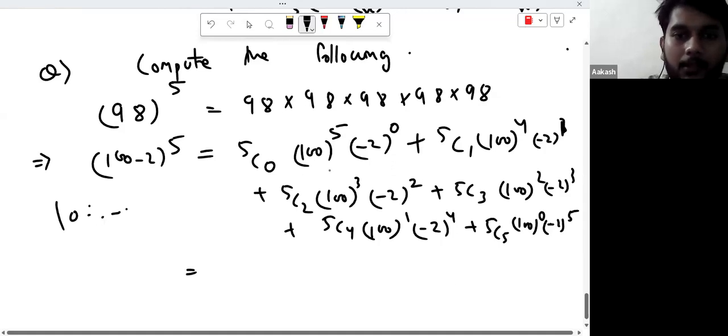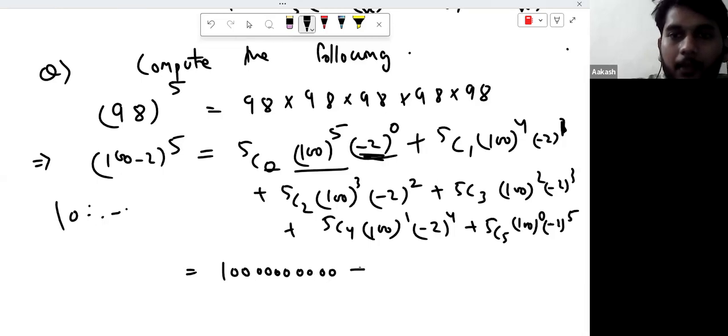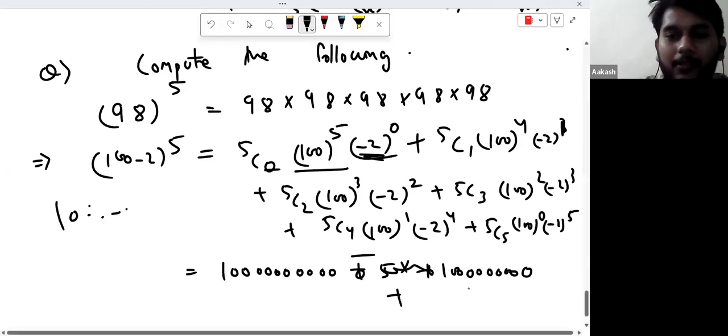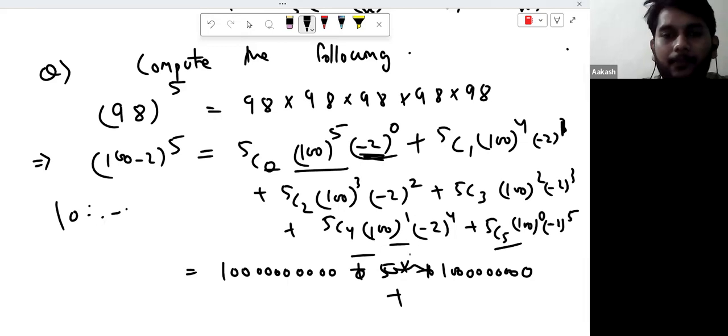Okay. So this is 1 and 1. This is 100 to the power 5, so 1 followed by 10 zeros, minus 5 times... okay, this is actually minus. You can say 1 followed by zeros, and plus you can simplify the rest. Okay, you will have to solve the middle one; the other two will be the same. Okay. Yes, sir. All right.